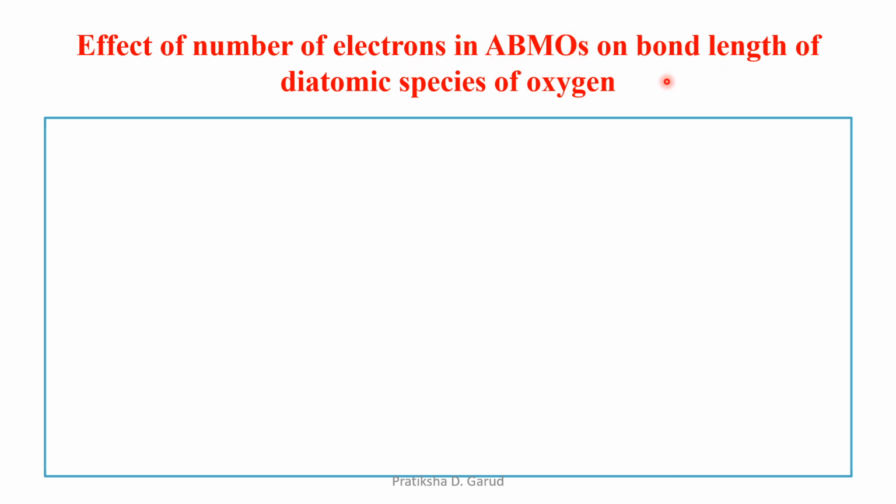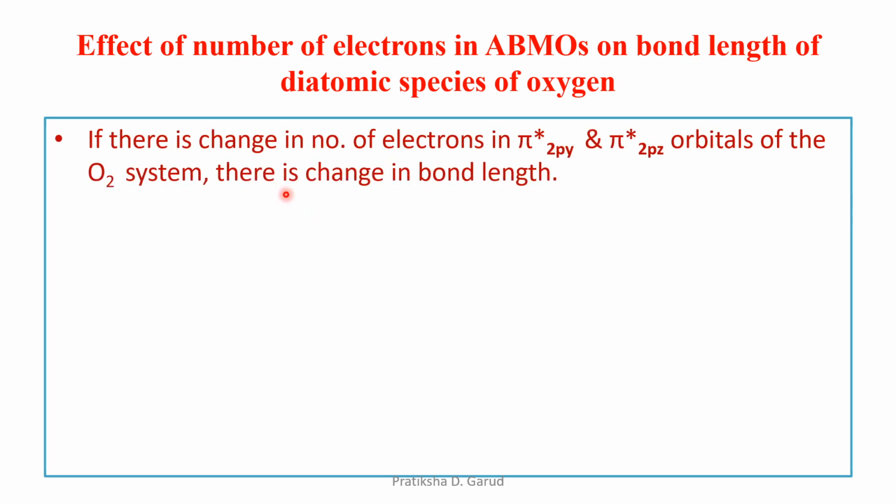on the bond length of the diatomic species of oxygen. So here we have to consider the various species of the oxygen molecule, and then consider the effect of electrons which are present in the antibonding MOs on the bond length. So let's study this. If there is a change in the number of electrons in the pi asterisk 2py and pi asterisk 2pz orbitals of the oxygen system, then there will be a change in the bond length.